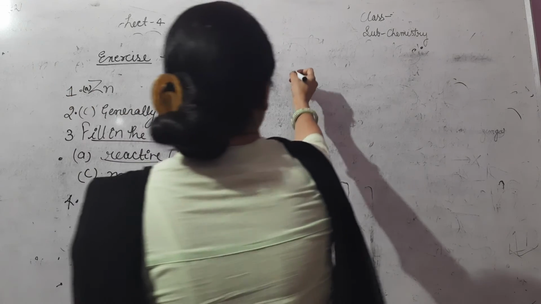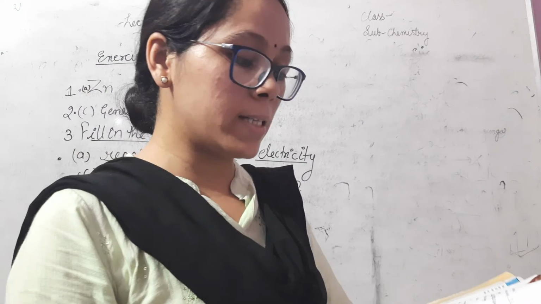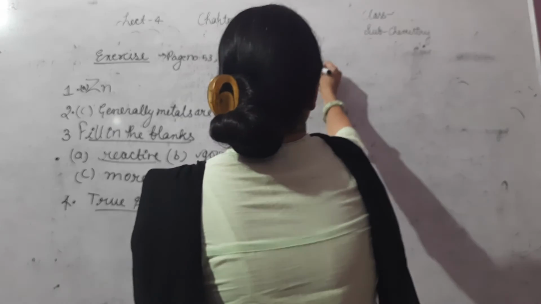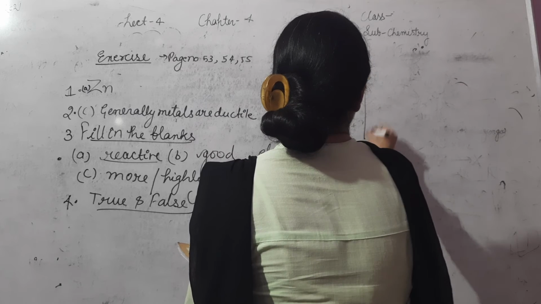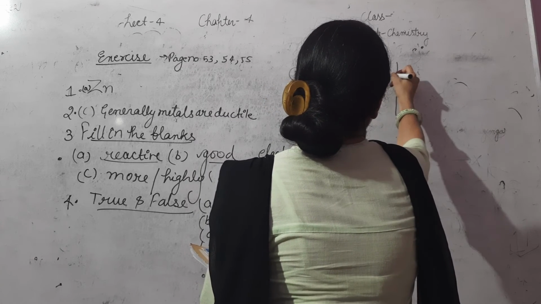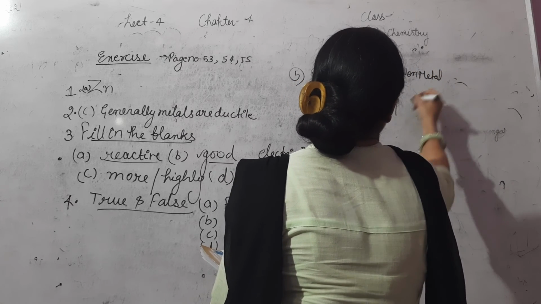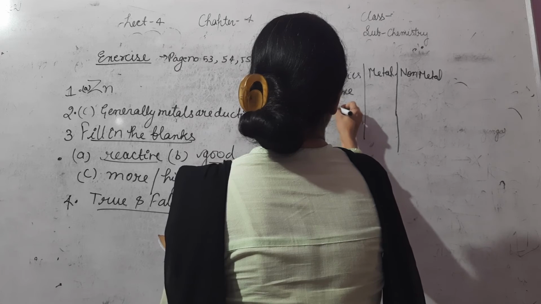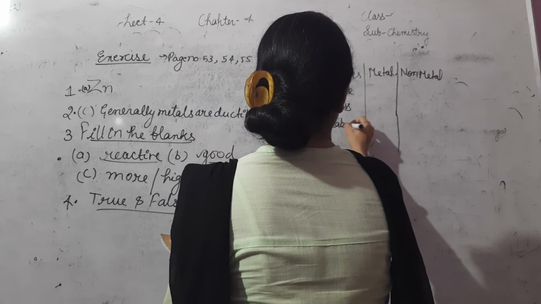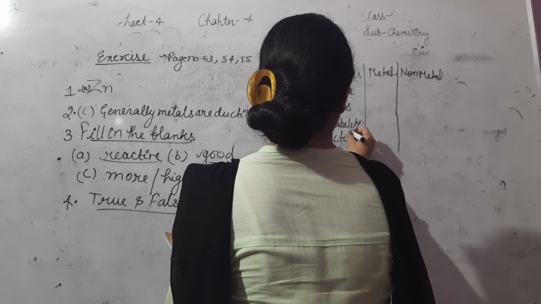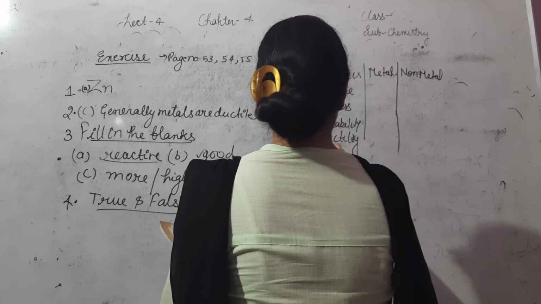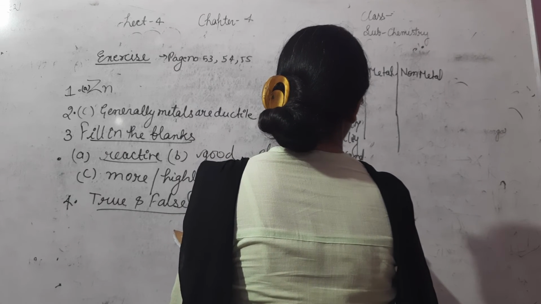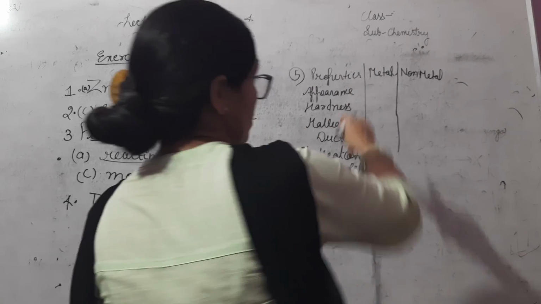Okay, next question, 5th question. Some properties are listed, which are given to you. You distinguish them into metals and non-metals on the basis of properties. This is the table. First column is metal and second one is non-metal. Properties are appearance, second is hardness, third one is malleability, fourth one is ductility, fifth one is heat conduction, and sixth is conduction of electricity.